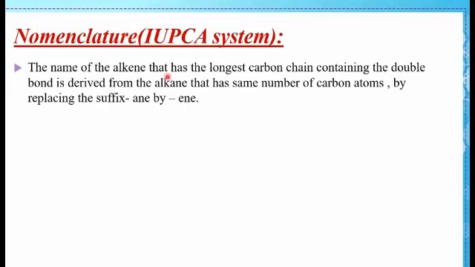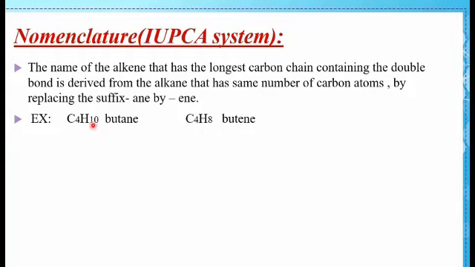Nomenclature. The name of the alkene that has the longest carbon chain containing the double bond is derived from the alkane that has the same number of carbon atoms by replacing the suffix "ane" by "ene". Example, C4H10 and C4H8. Here, the two molecular formulas have the same number of carbon atoms, so the prefix is the same for the two. But here we have 10 hydrogen atoms, and here we have 8 hydrogen atoms.